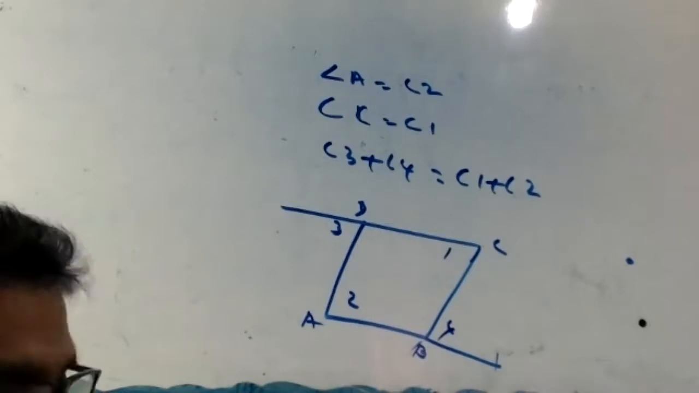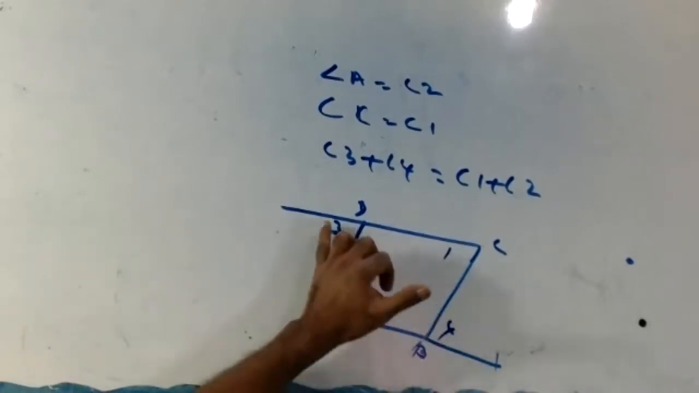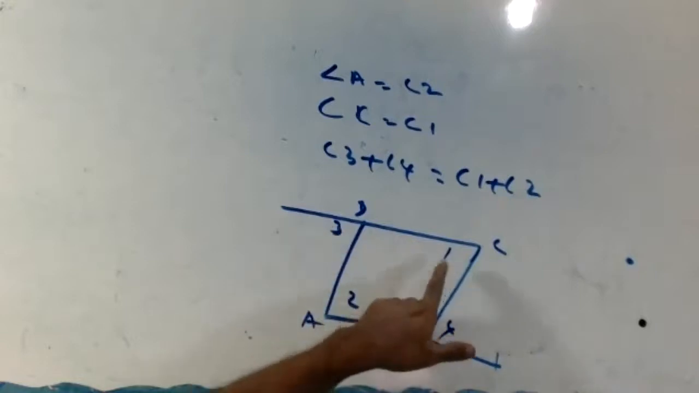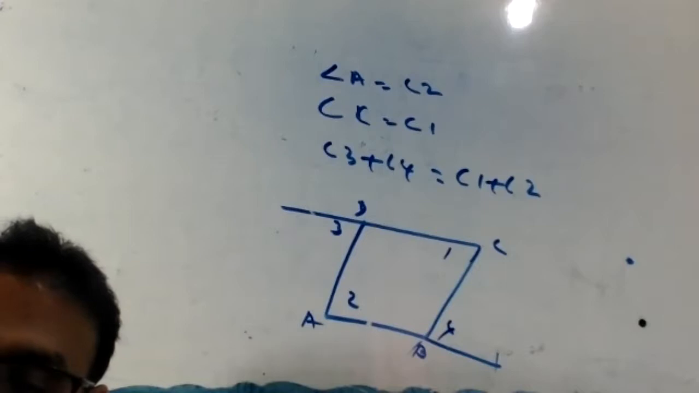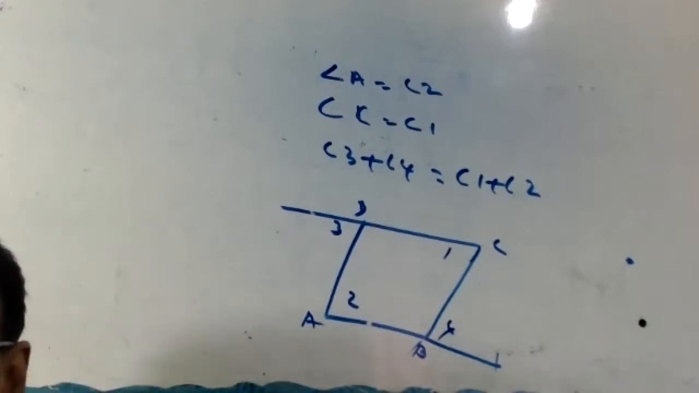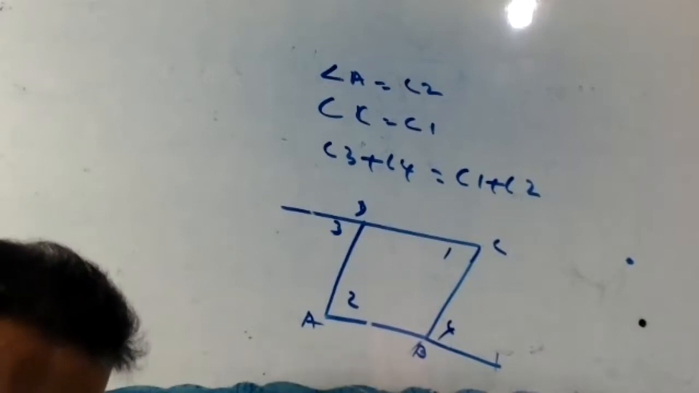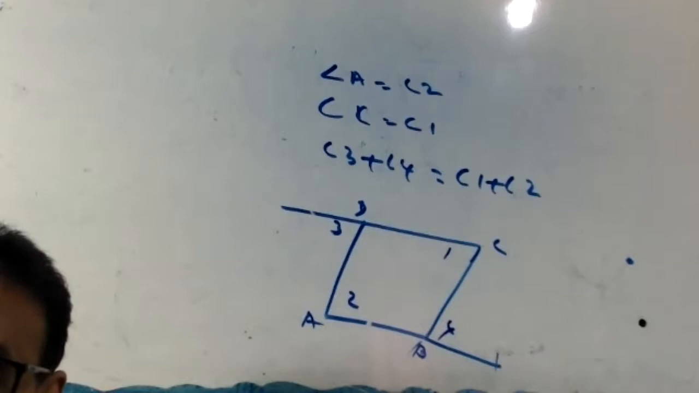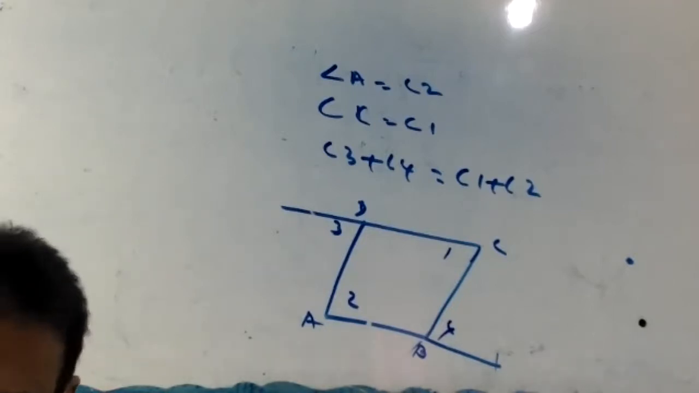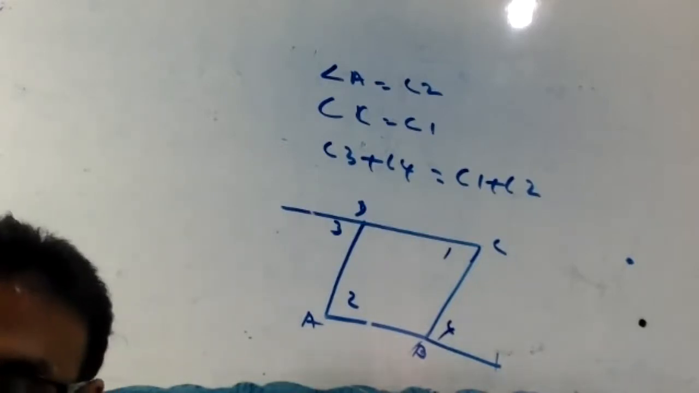Everybody got this one? You go once again. This is the exterior angle. This is also exterior angle. This is angle 1. This is 2. You are sure that 3 plus 4 equal to 1 plus 2. Okay, one guy got. Anybody others got? It's a proof question. Angle 3 plus angle 4 equal to angle 1 plus angle 2. That is the question.